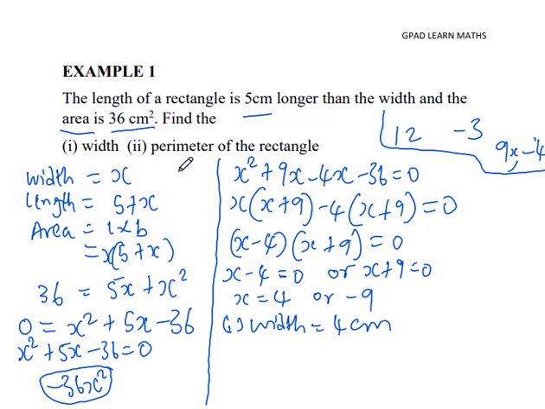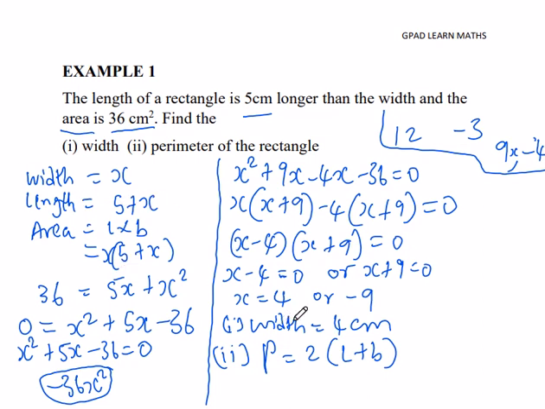The next question says we should find the perimeter of the rectangle. The perimeter, P for perimeter, is equal to 2 bracket length plus breadth, or width. Width, breadth, the same thing. But before I do that, we need to find the length. We already said the length is equal to 5 plus x.